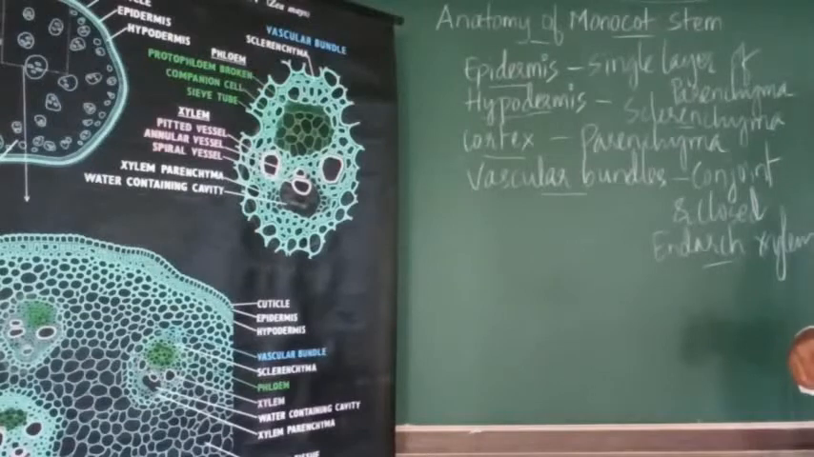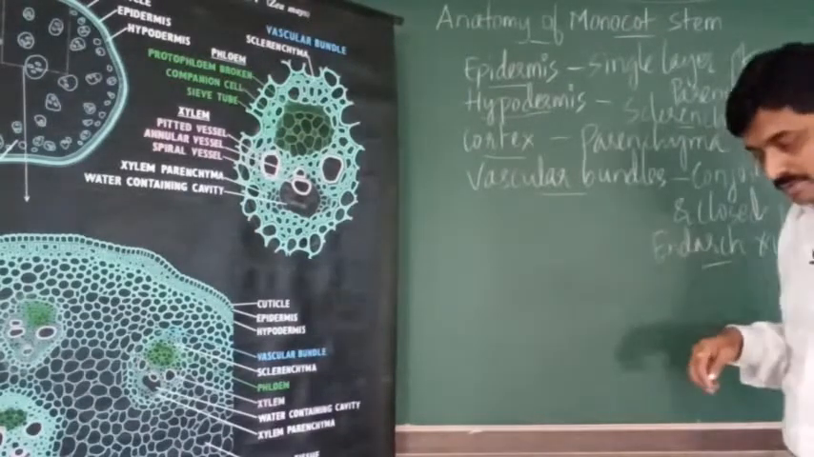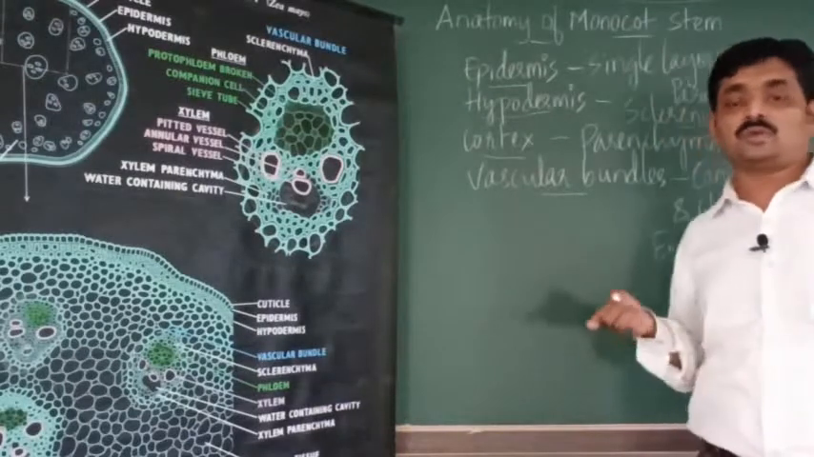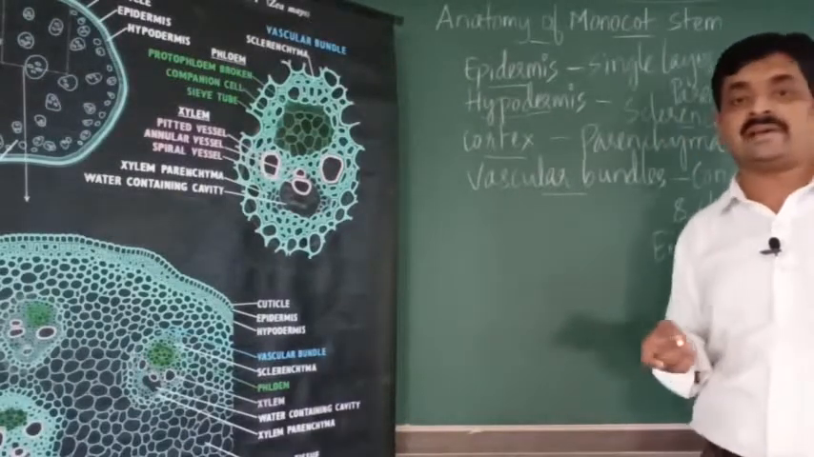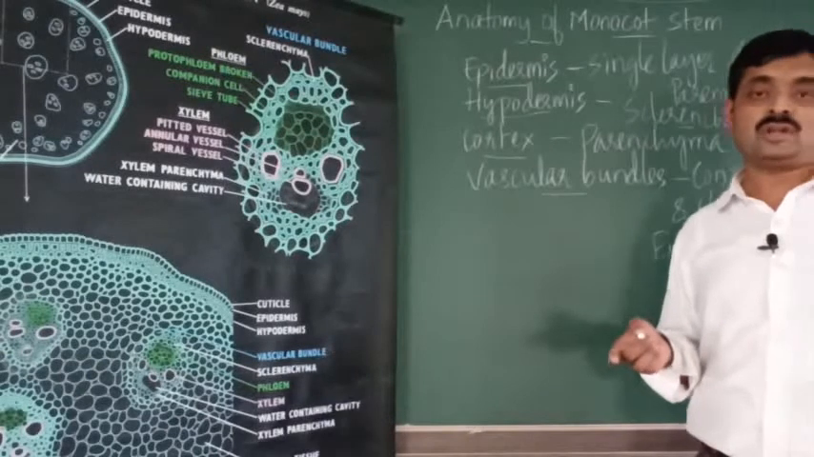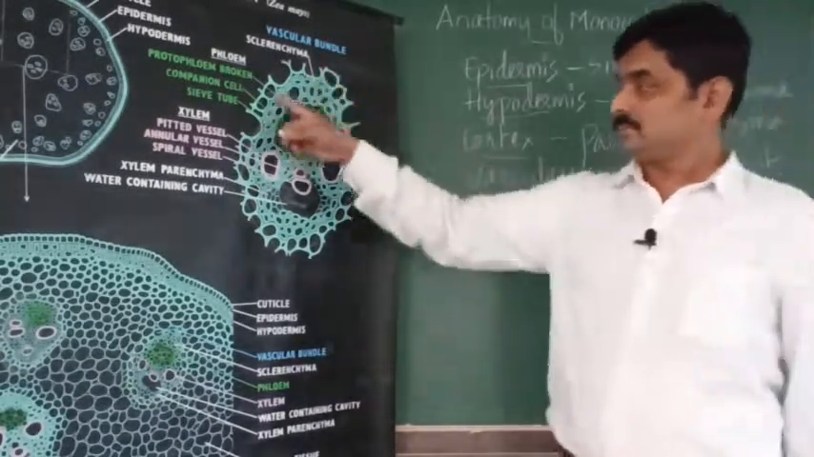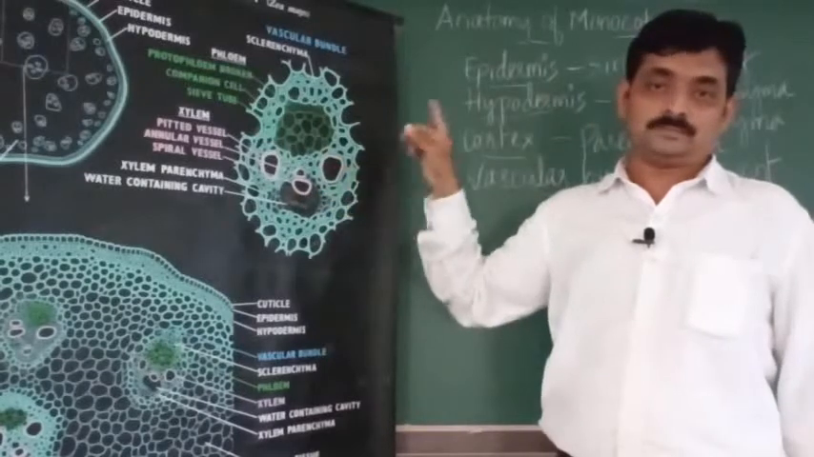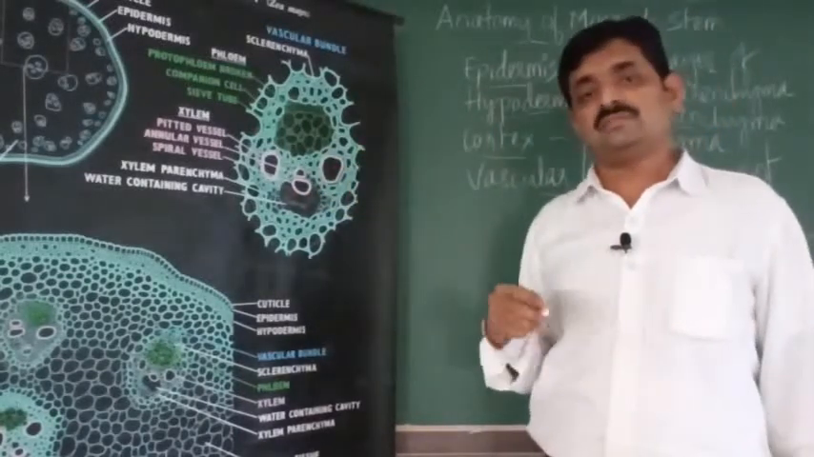monocot stem. So you may expect a question: explain the anatomy of monocot stem, or draw a labeled diagram of anatomy of monocot stem, or draw a labeled diagram of a single vascular bundle of monocot stem.